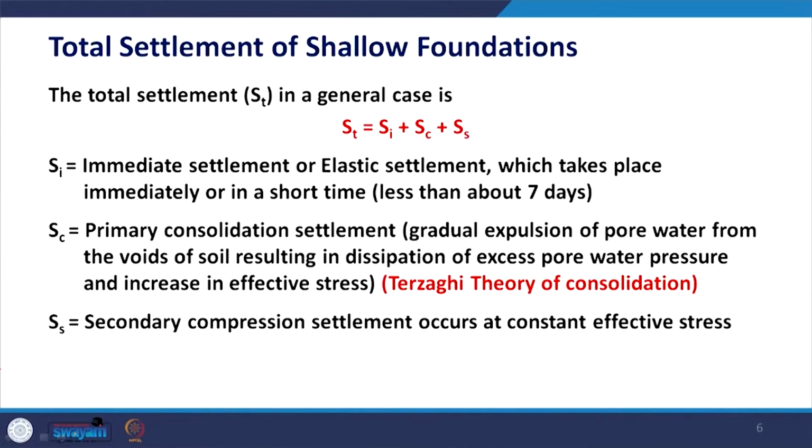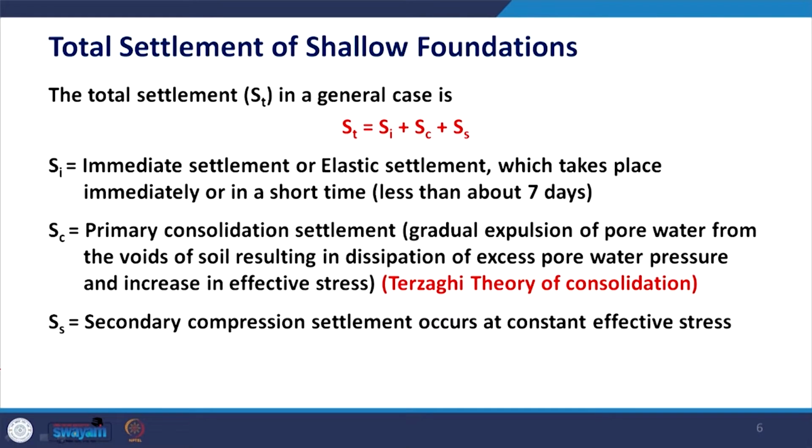So, let us first talk about total settlement of shallow foundations. You could see that total settlement in general is given by the relation of immediate settlement, then the primary consolidation and the secondary compression. So, this consists of 3 components as written in the slide, where SI is immediate settlement or elastic settlement, which normally takes place immediately, that is normally within 7 days after the construction.